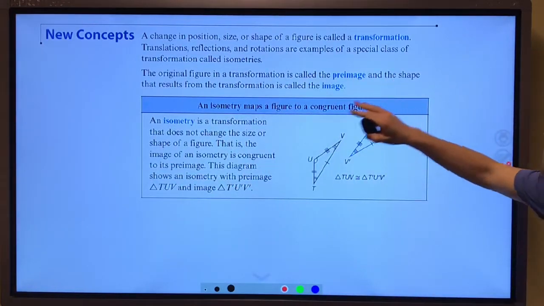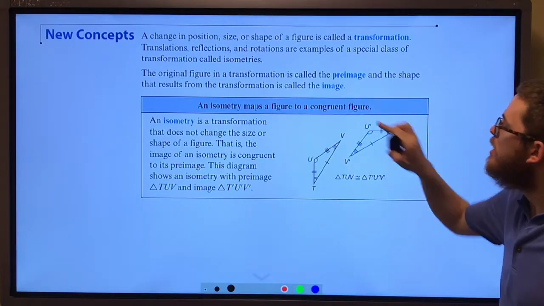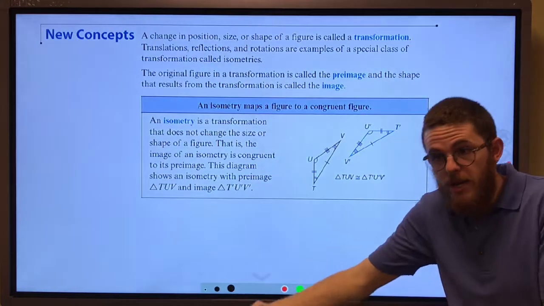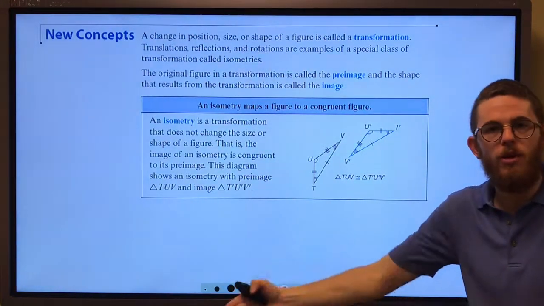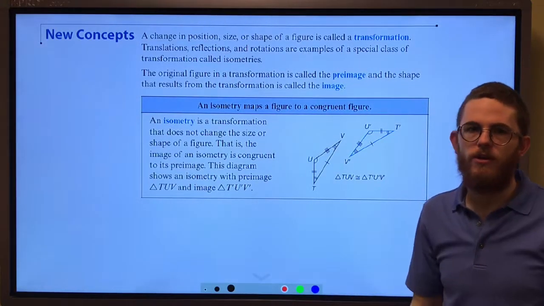Now, when we perform a transformation, the original figure is the pre-image and the result is the image. That should make sense. The pre-image has to come before the image. So the original figure is our pre-image.